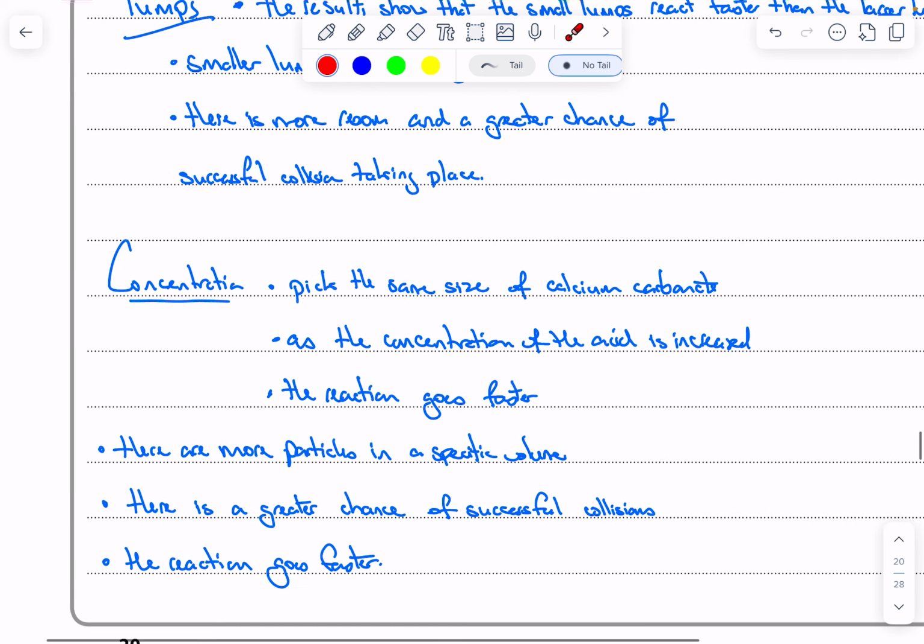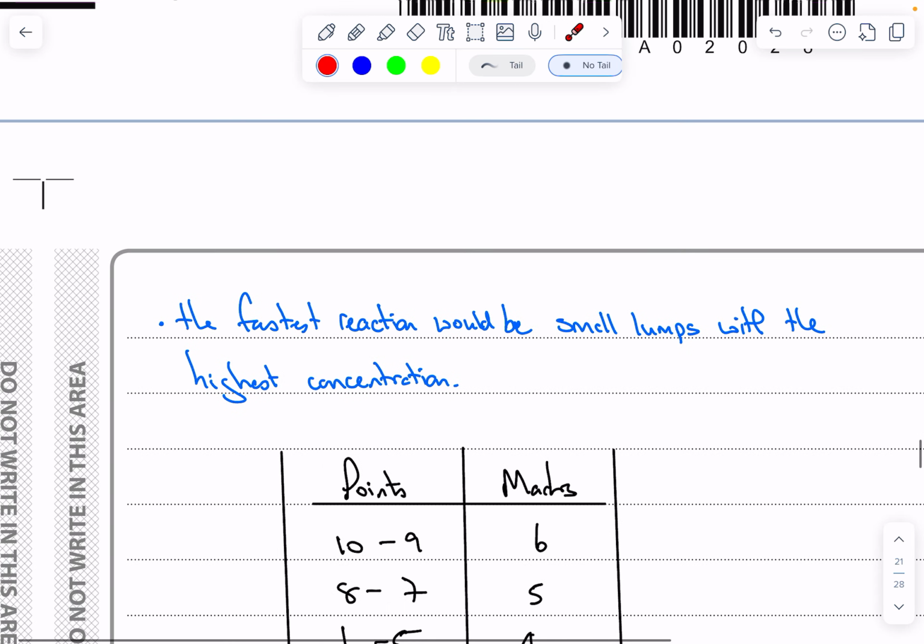If we look at concentration, so to explore concentration, we pick the same size. So for example, small, you could have picked the large and compared both results. As the concentration of acid is increased, the reaction goes faster. And that's because there are more particles in a specific volume, and therefore there's a greater chance of successful collisions, and the reaction goes faster. So to pull it together, you can say that the fastest reaction will be the small lumps with highest concentration.